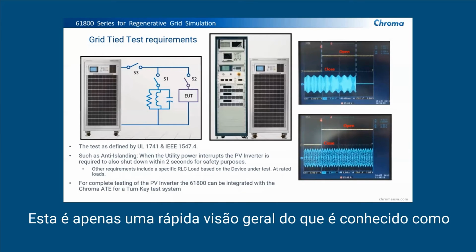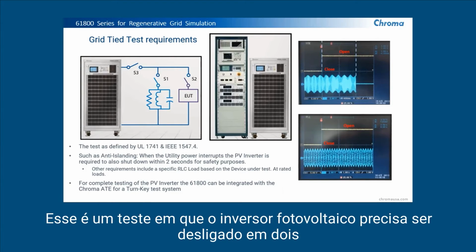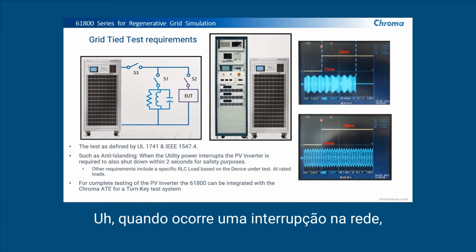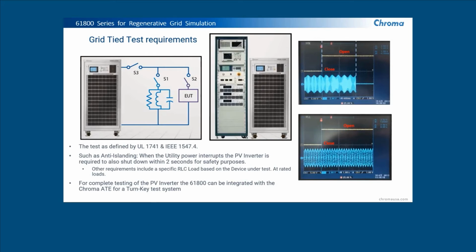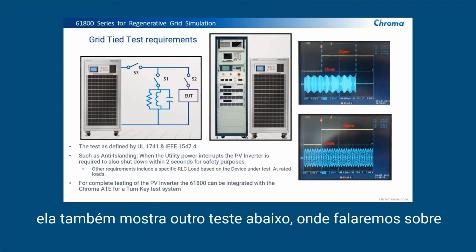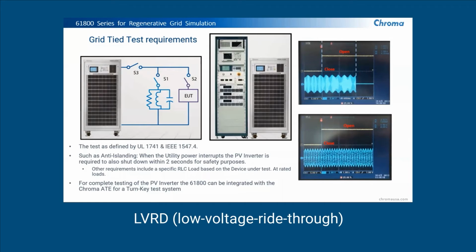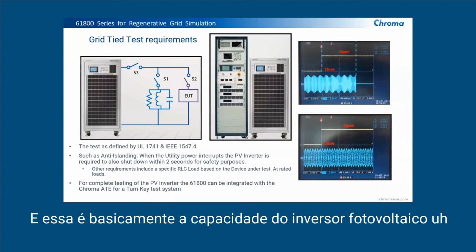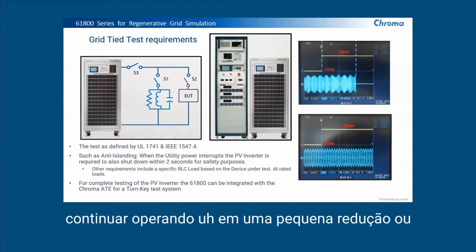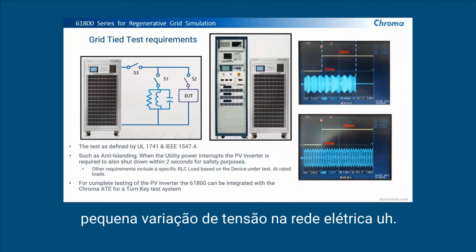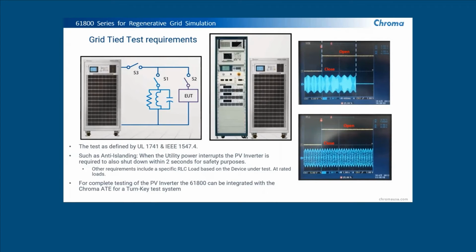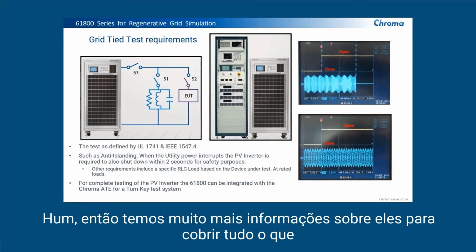This is just a quick overview of what's referred to as anti-islanding testing. That's a test where the PV inverter is required to shut down within 2 seconds when an outage occurs on the grid. It also shows you another test below, low voltage ride through, which is basically the ability for the PV inverter to continue to operate in small brownouts or small low time variation grid. So we have a lot more information on those.